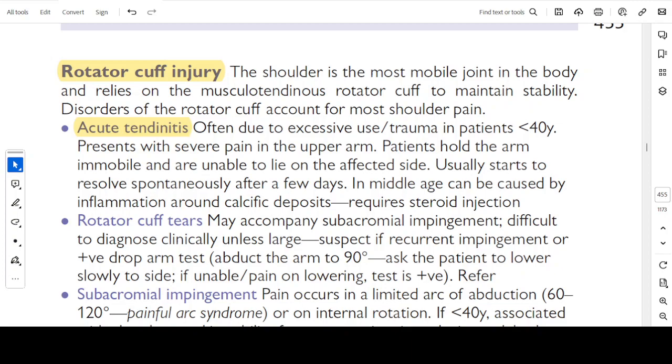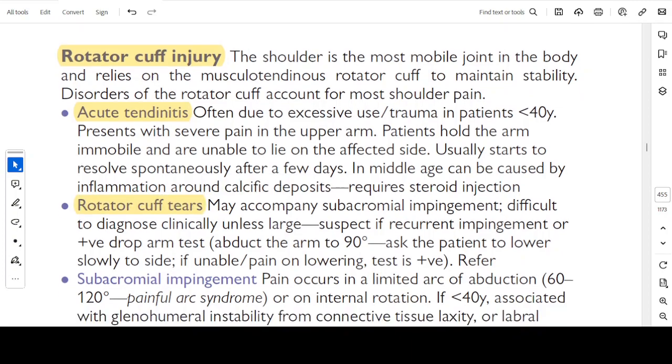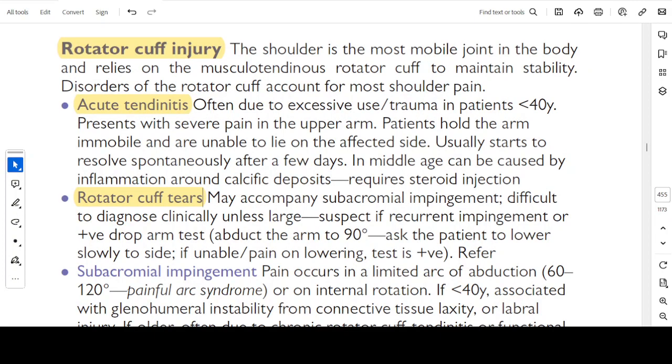Patients hold the arm immobile and are unable to lie down on the affected side. It usually starts to resolve spontaneously after a few days. In middle age it can be caused by inflammation around calcified deposits requiring steroid injections. Rotator cuff tears may accompany subacromial impingement, difficult to diagnose clinically unless large. Suspect if recurrent impingement or positive drop arm test. So abduct the arm to 90 degrees and ask the patient to lower slowly. If unable, or pain on lowering, the test is positive.